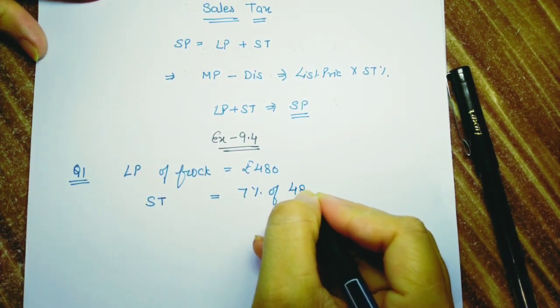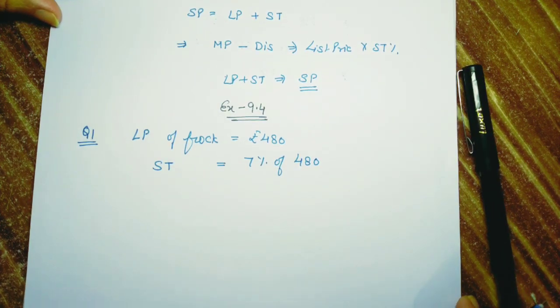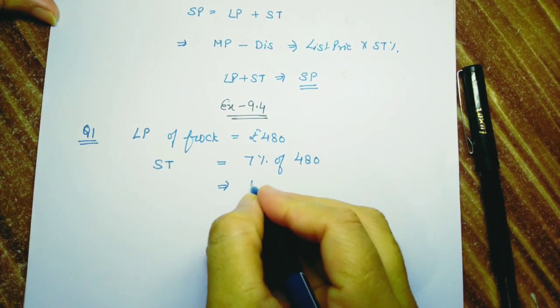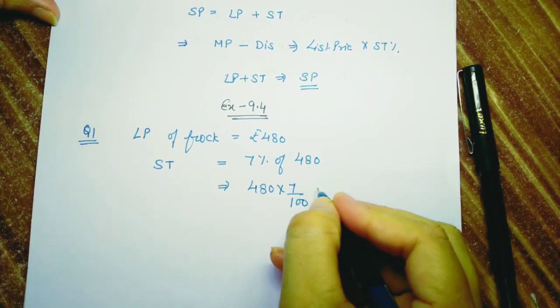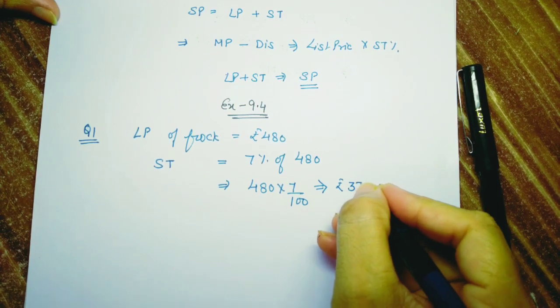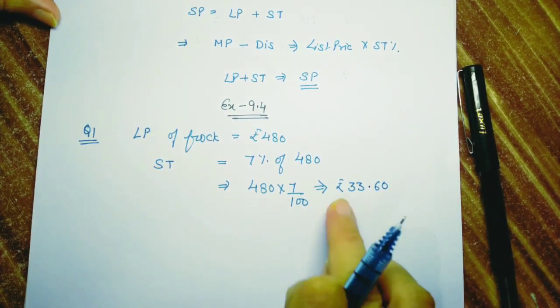That means 480 rupees, 7% of the frock. So first of all we have to find 7% of 480. If we find this, we get the amount rupees 33.60. This is the amount of sales tax.